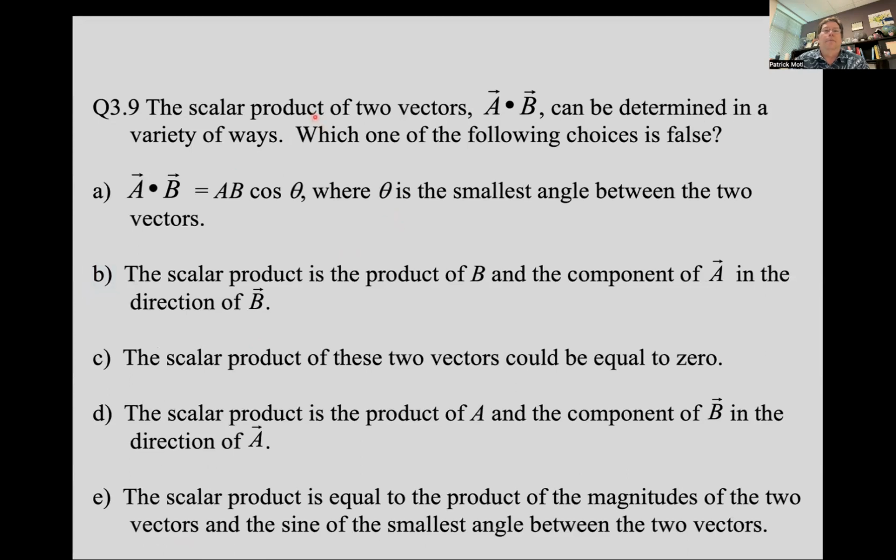All right. Next question. Scalar product of two vectors A dot B can be determined in a variety of ways. Which one of the following choices is false? So read through all those choices. One of them is incorrect. Once you think you have it sussed out and figured out, confer with your physics friends, and then you can unpause the video.